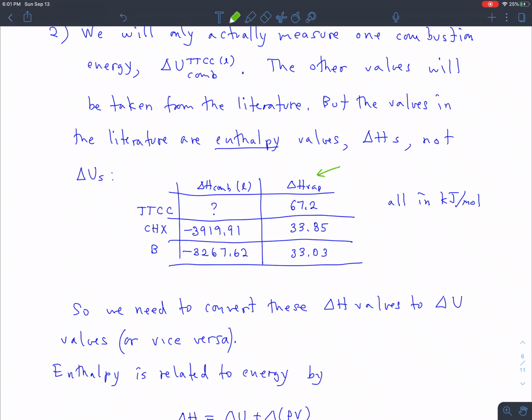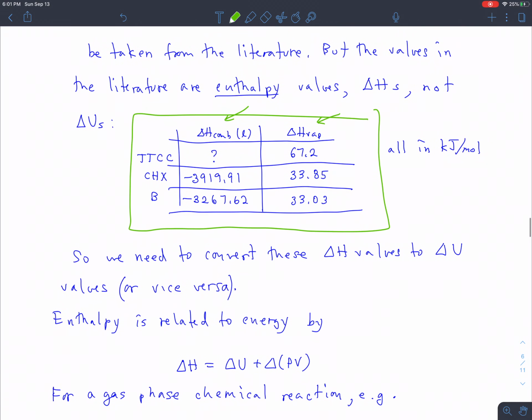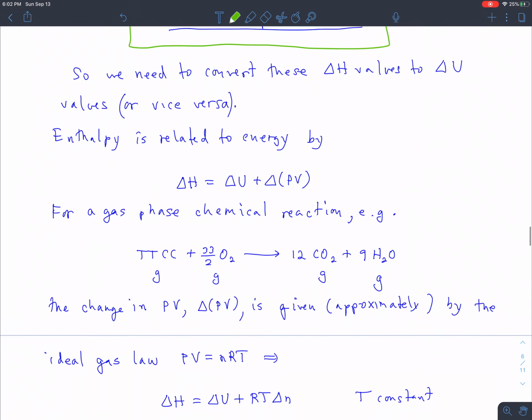Here are the delta H values that we need. Here are the delta H's of vaporization. Here are the delta H's of combustion. I got these from the write-up. I think I wrote them down accurately, so you can get them from here if you want, but they were also all in the write-up, so you can get them from there too. Anyway, the point is that they're all delta H values. There's only one value that we don't know. That's the delta U of combustion, and that's the one thing we're measuring.